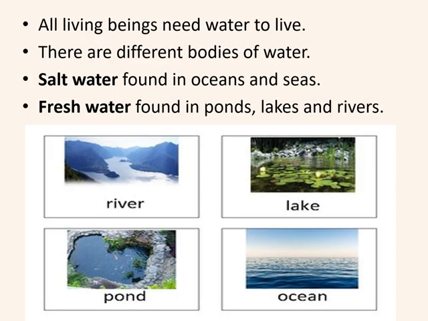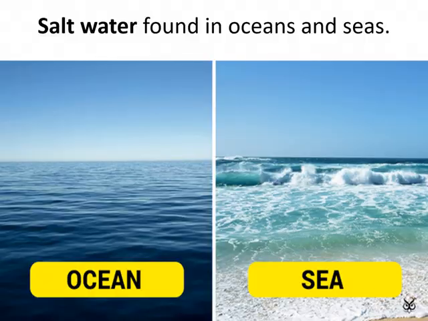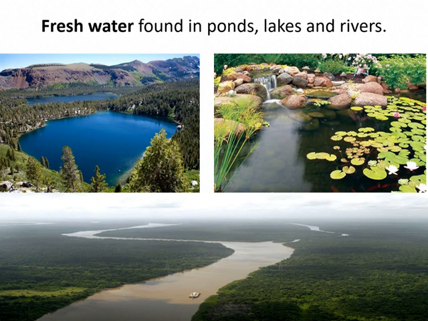Also, you have to know that all living beings need water to survive, and there are different bodies of water on Earth, like oceans, seas, ponds, lakes, and rivers. But you have to know that the water in oceans and seas is salt water, but the water in ponds, lakes, and rivers is fresh water.